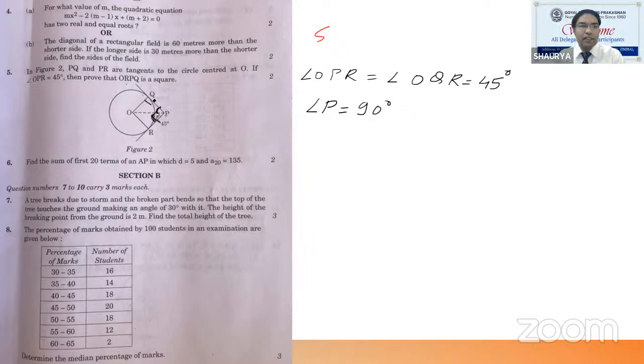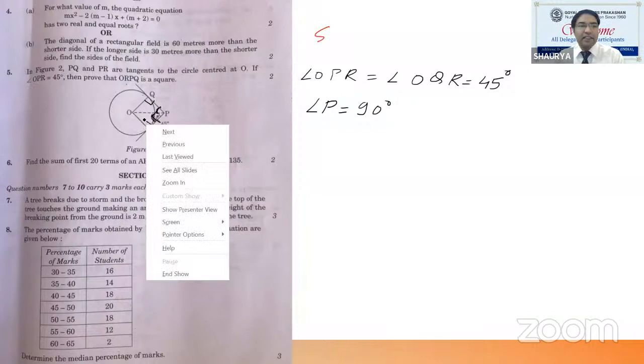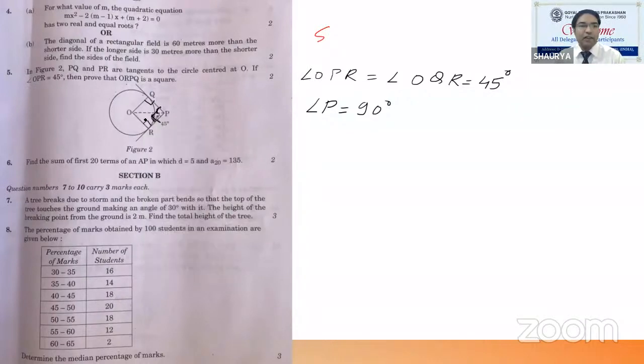This angle also is 90 since it's a tangent. Even this angle is 90 degrees since again it is a tangent. That leaves me the fourth angle of the quadrilateral, angle O, which also has to be 90 degrees since the sum of all the angles of a quadrilateral is 360. So we have shown that all the four angles at the vertices are 90 degrees. So first job is done.